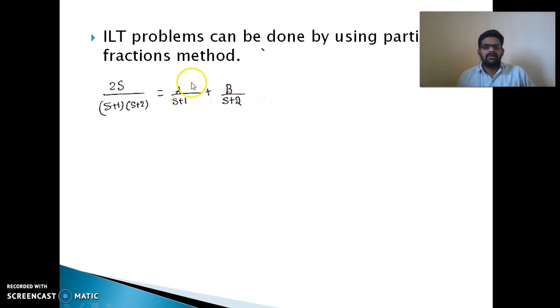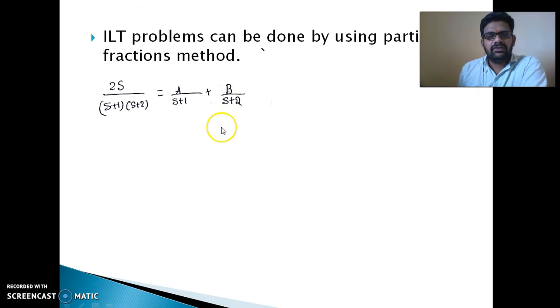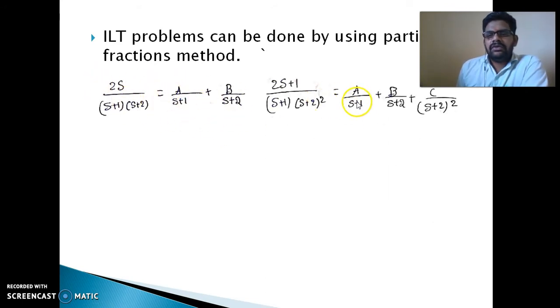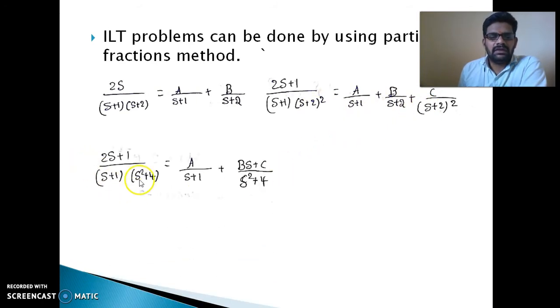a by s plus 1 and b by something else. If you know a and b are constants, then for a by s plus 1, you can directly write e power minus t, like that. So this is one form. If you have a square in the denominator, you have to divide the function like this: a by s plus 1, b by s plus 2, c by s plus 2 whole square. If we have a square in this form, like a by s plus 1 plus bs plus c by s plus 4 and so on.